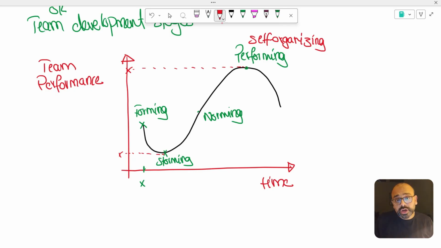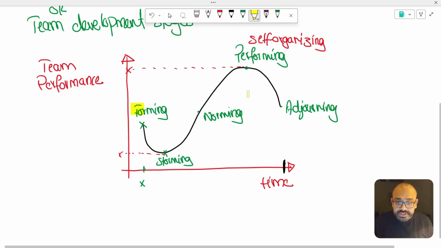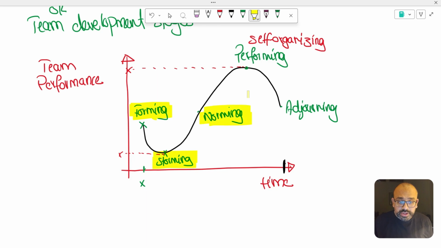Now, soon after the performing stage, at the end of the project, when the timeline is ending, the people will come to the adjourning stage. Adjourning stage is a stage where the motivation of the team member drops and the performance of the team member drops due to lack of motivation. Now, a team passes through these 5 distinctive stages: forming, storming, norming, performing, and adjourning.